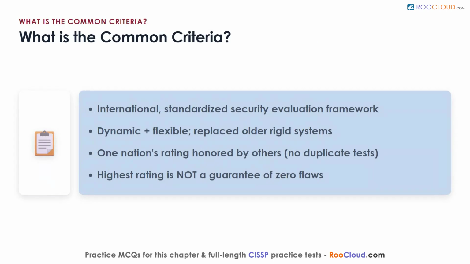What is the Common Criteria? It is an internationally recognized framework that defines standardized levels for testing and confirming a system's security capabilities. It was designed to be dynamic and flexible, and it replaced older, more rigid rating systems that came before it. It is now published as an international standard, adopted by many countries so that one nation's evaluation is honoured by the others, which avoids wasteful duplicate testing. Its goals are to boost buyer confidence, keep evaluations consistent and cost-effective, and assess both what a system does and how much you can trust it.